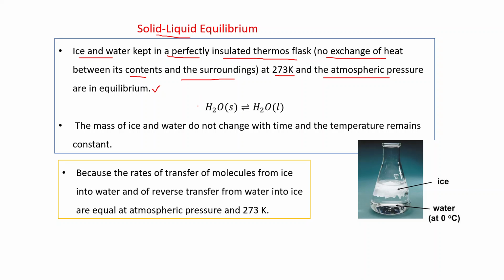This can be represented like this. This is H2O as a solid, that is ice, and this is H2O liquid, water in the liquid form. The mass of ice and water do not change with time and the temperature remains constant because the rates of transfer of molecules from ice into water and of reverse transfer from water into ice are equal at atmospheric pressure and 273 Kelvin. That's why this is an equilibrium, because this is a dynamic equilibrium. Both the opposite processes are continuously going on at the same rate.